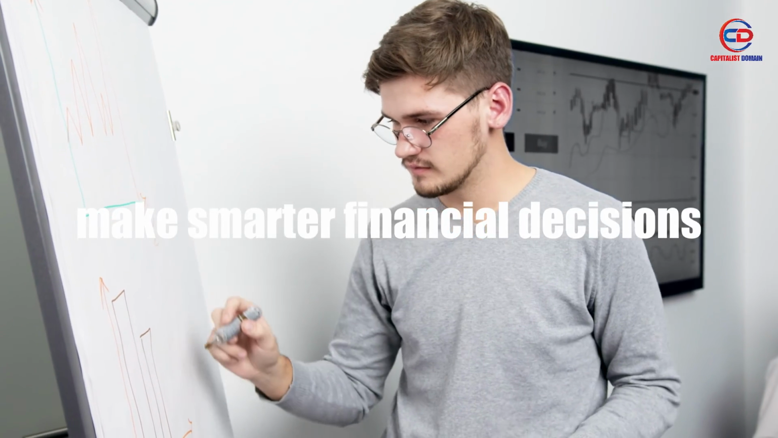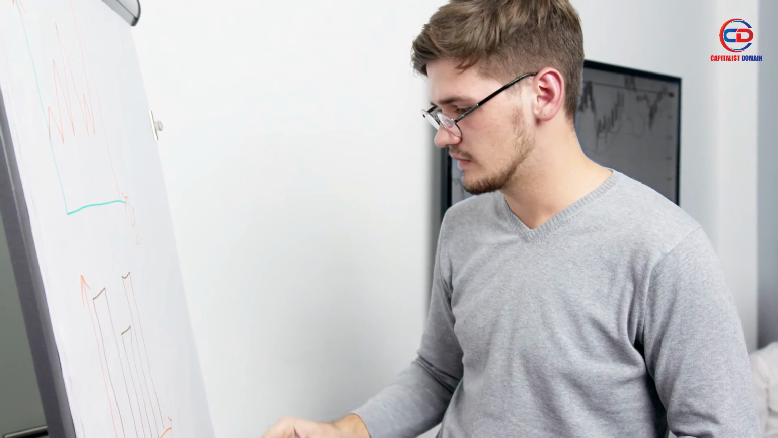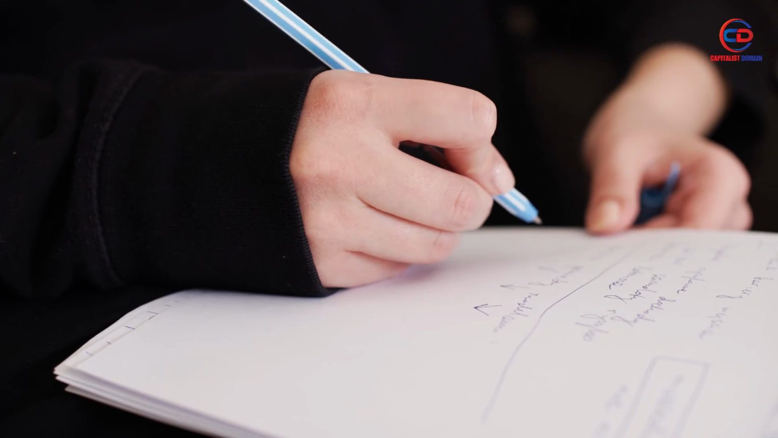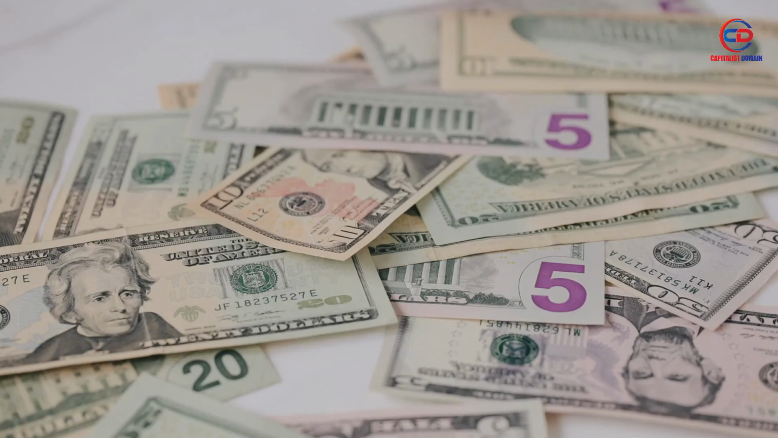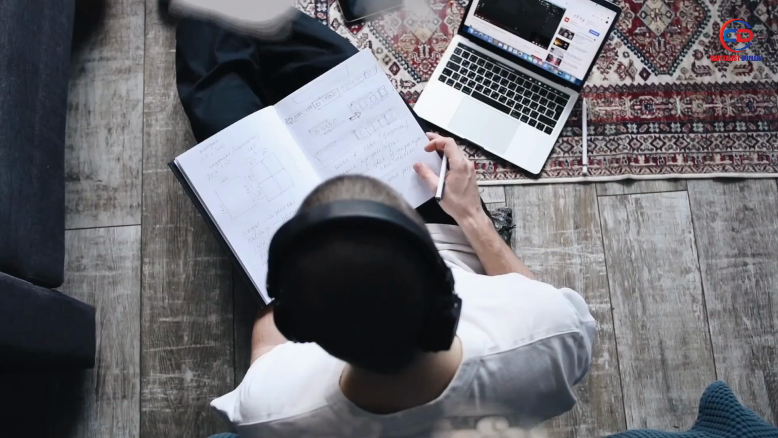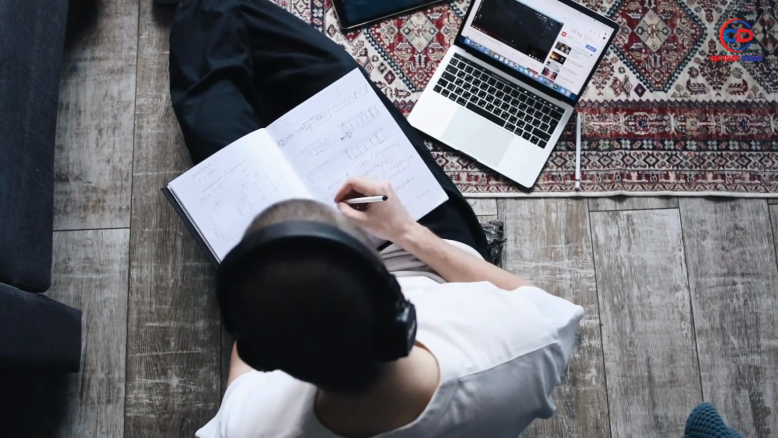Second, tracking your assets and liabilities can help you make smarter financial decisions. If you know that you need to reduce your debt-to-asset ratio, for example, you'll be more likely to focus on paying down your debts rather than taking on new debt. Finally, keeping tabs on your assets and liabilities can help you build wealth over time. By understanding where your money is going each month, you can make adjustments to your budget and save more for the future. We hope you learned something about the difference between assets and liabilities in this video.